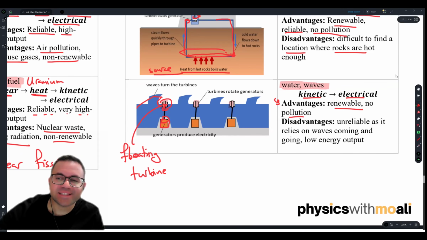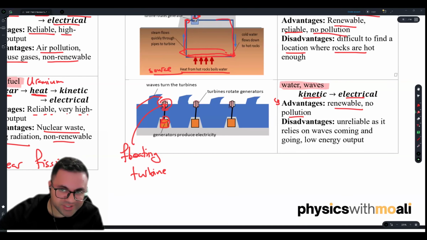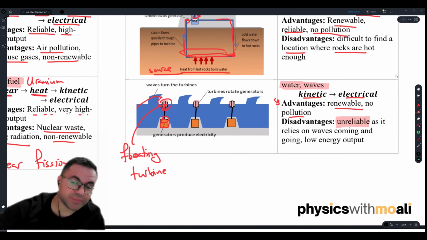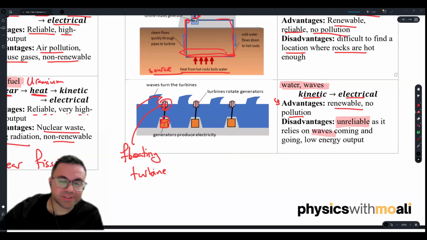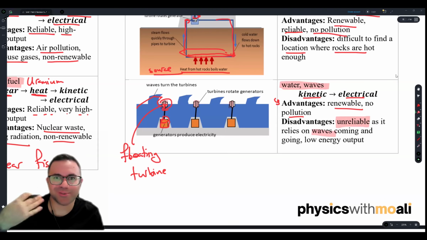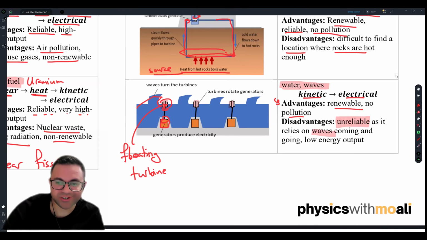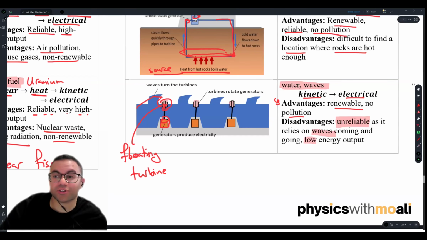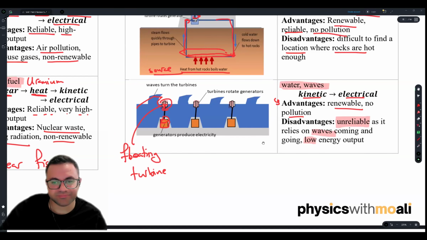The biggest disadvantage of almost all renewable power stations, except for geothermal, is that they are unreliable. Why? It depends on something. In this case, it depends on the waves and their speed, because that depends on the weather. I can't guarantee the weather. And it also produces low energy output. It's not very good. I need a lot of it to produce enough energy. All right?